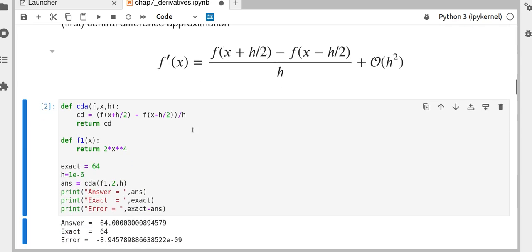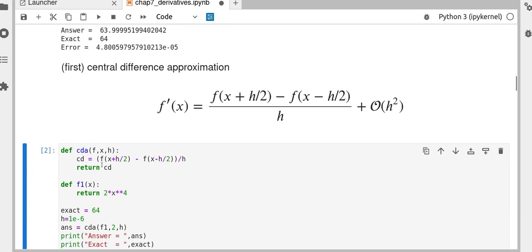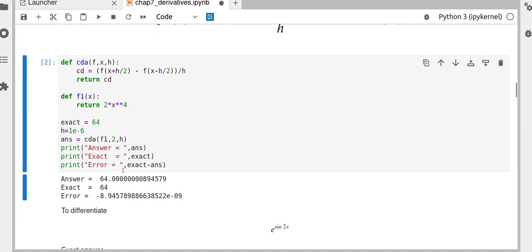Again, let's implement this central difference approximation in Python. It will be f of x plus h over 2 minus f of x minus h over 2, everything divided by h. Now if you apply it to the same problem of 2x raised to the power 4 and run it, you get 64.00000894, and the error is times 10 to the power minus 9. So it means our result is now accurate.